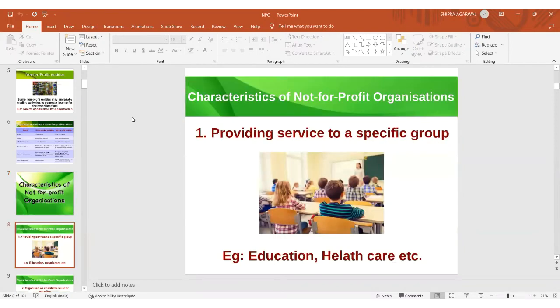Now, let's talk about the characteristics of non-profit organizations. The first characteristic, as I told you, is that they provide services to a specific group, right?